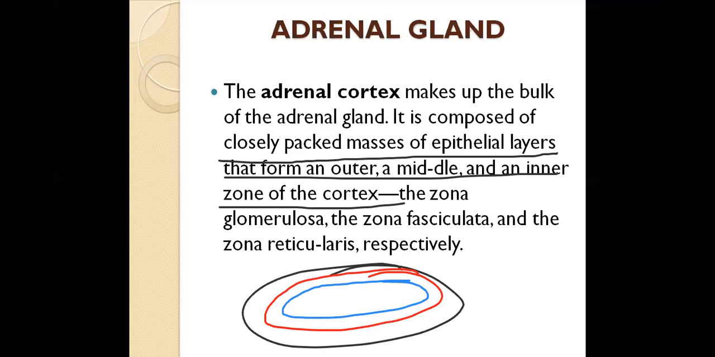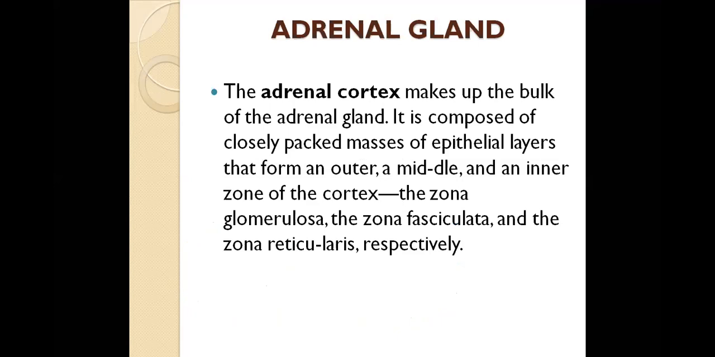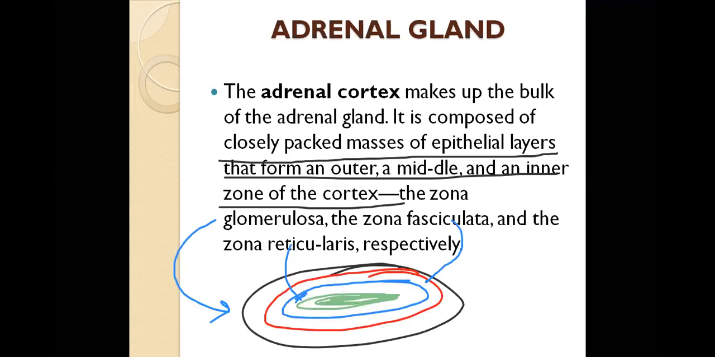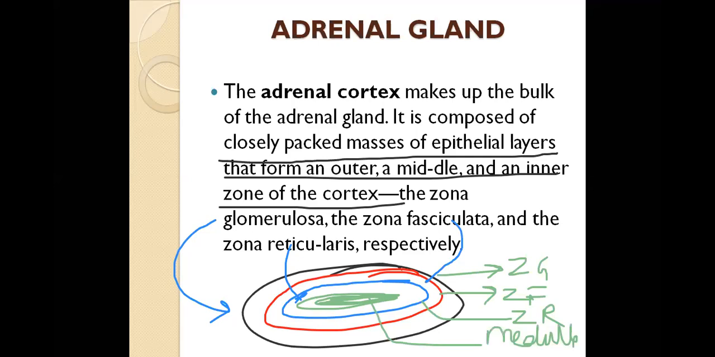Who is the outer one? Zona glomerulosa. Middle, zona fasciculata. Innermost of the cortex is zona reticularis. And the innermost of the gland is the medulla. Okay, now the full picture of this adrenal gland: outside is the cortex, and from outside to inside, zona glomerulosa first, then zona fasciculata, then zona reticularis. These three belong to the cortex, and the innermost is the medulla. This is the complete anatomy of the adrenal gland to be remembered.